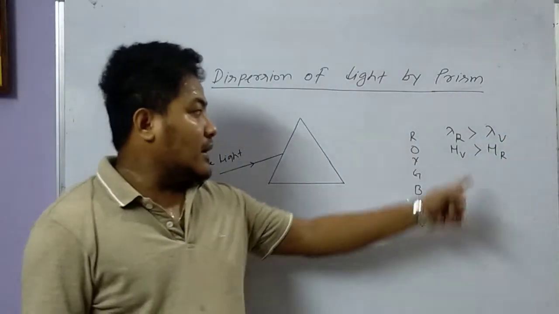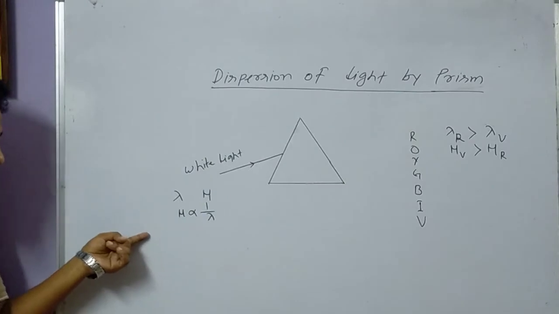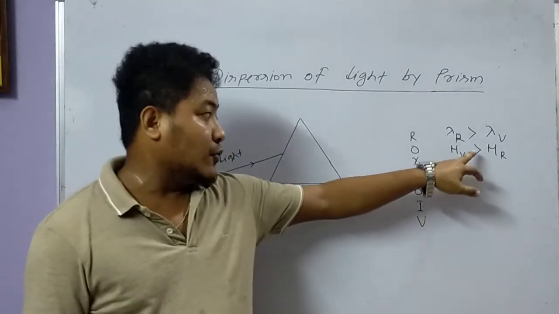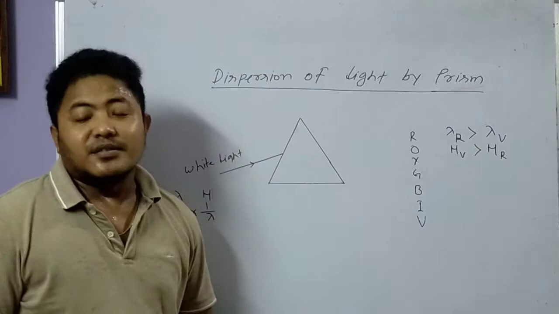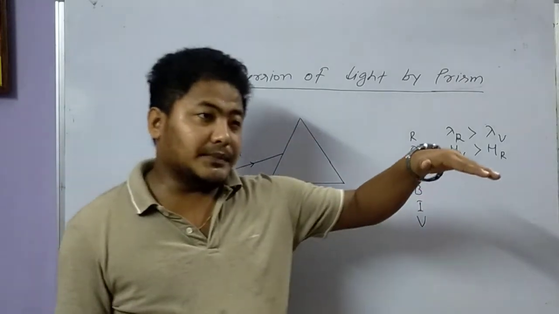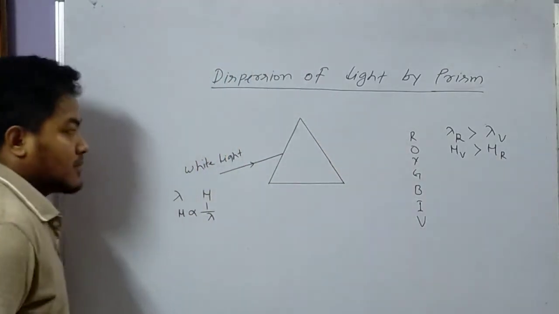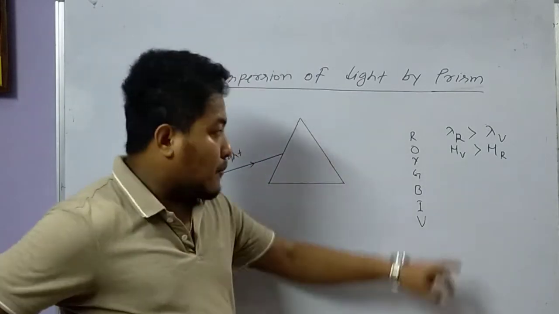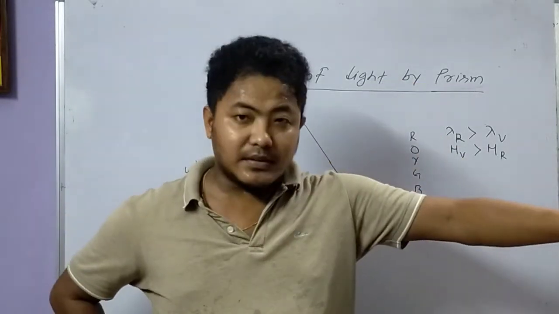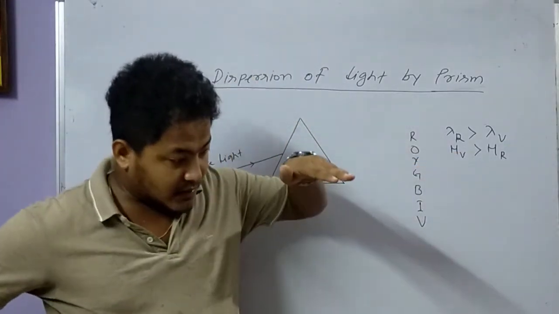Remember these things. Lambda of red color is greater than lambda of violet color. So by this formula, as we found, mu is inversely proportional to lambda. So in this case, mu of violet color will be greater than mu of red color. That means the refractive index of violet color will be greater than the refractive index of red color, which depends upon the deviations of the ray of light when it passes through the prism. So one thing you remember: the more the refractive index, the maximum deviation there will be, and the lesser the refractive index, the lesser the deviation.